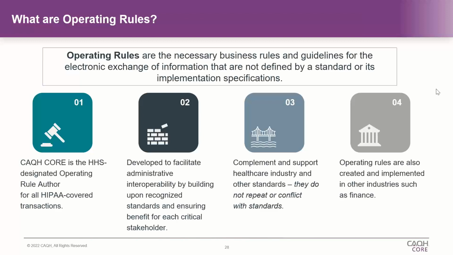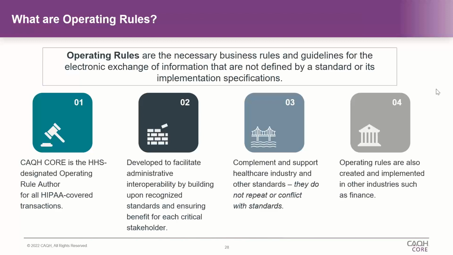The rules complement and support healthcare industry and other standards. For example, our connectivity standards are very industry neutral. They never repeat or conflict with the information that is in the standard. So, for example, when the industry moved from version 4010 to 5010, any requirements that were previously in the operating rules that were included in the 5010 version of eligibility and benefits were then removed from the operating rules to ensure we were meeting the definition of operating rules.